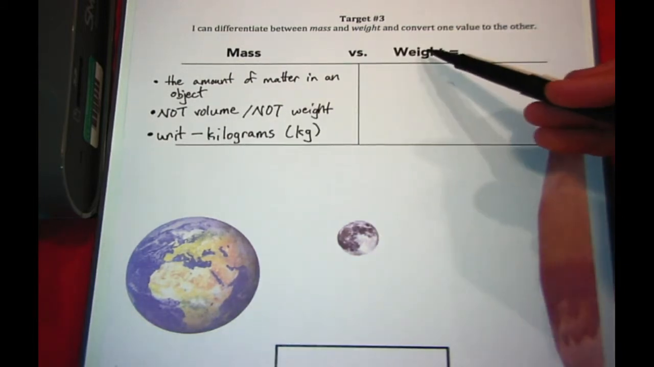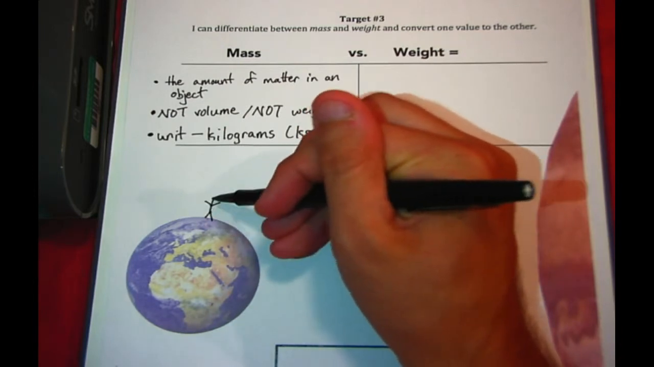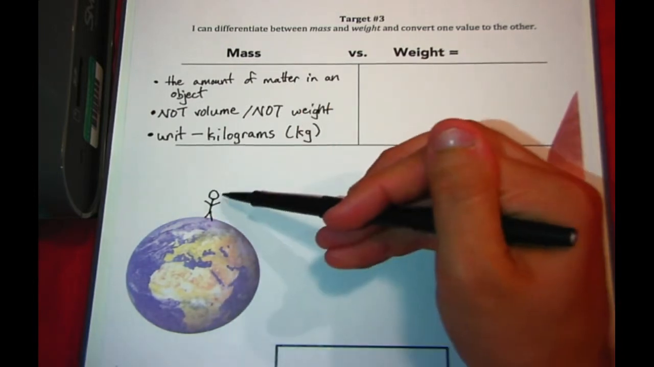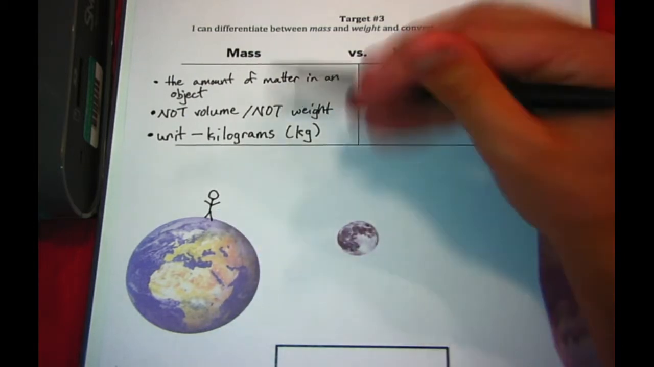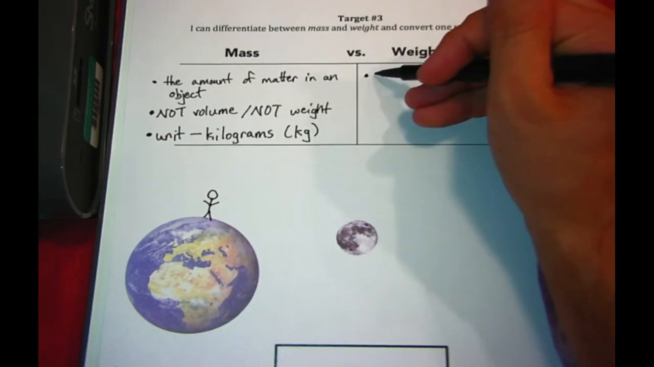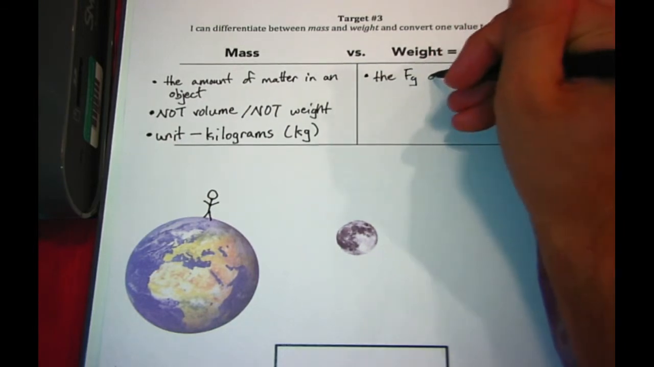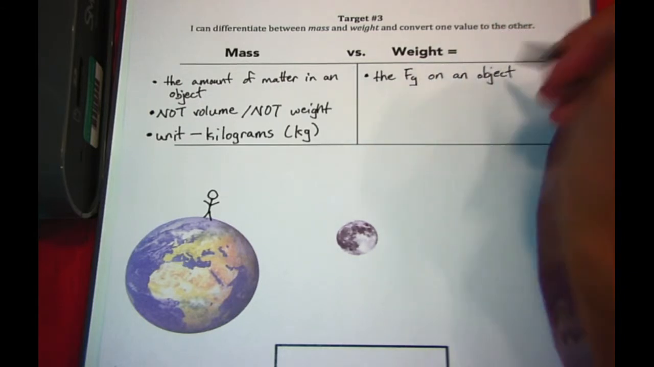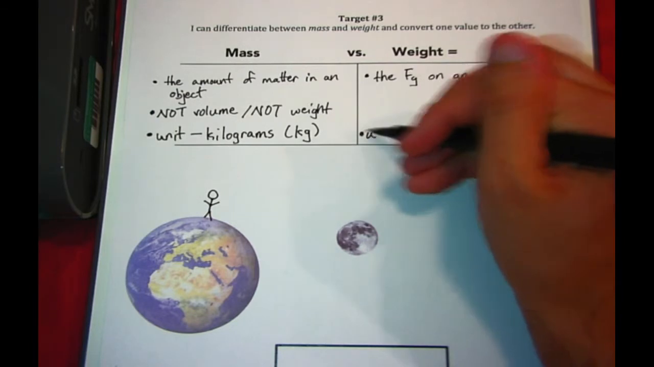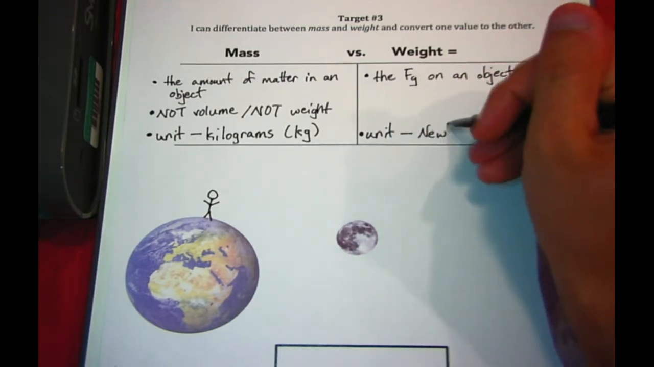Okay, so what is weight? Well, let's say we have a mass, and that mass is going to be a person on a planet. That planet's going to pull down on them. And the force that that planet pulls down on that mass is going to be the weight. It's just the force of gravity on an object. And since weight is a force, our unit is going to be newtons, just like all other forces.